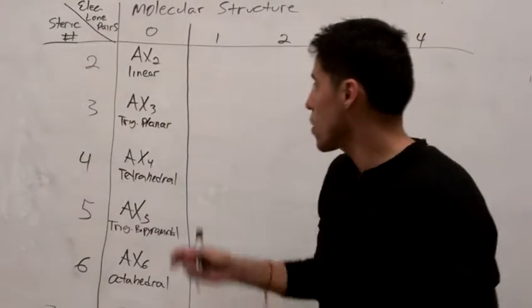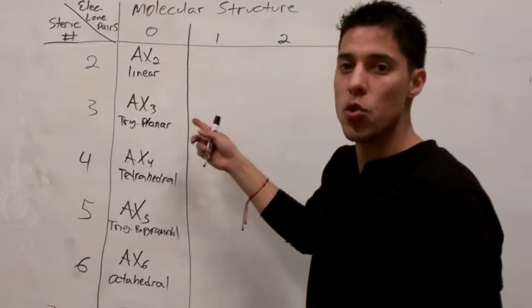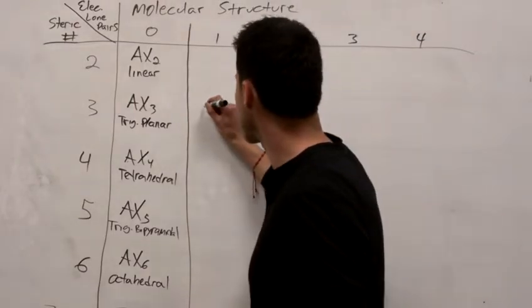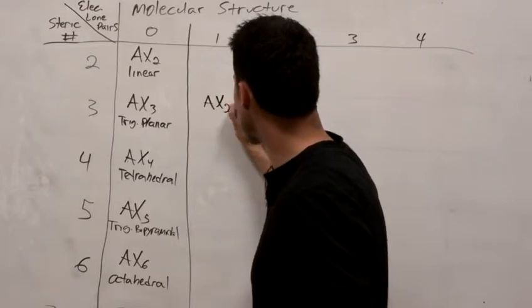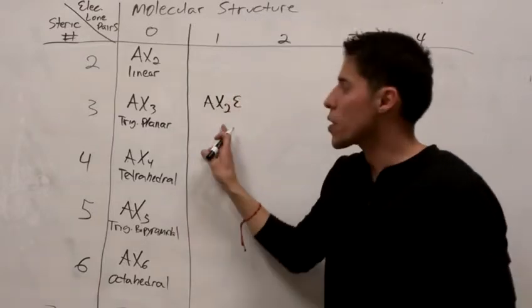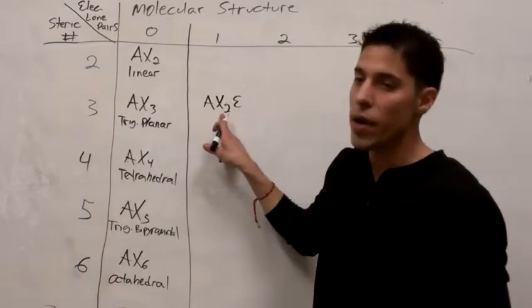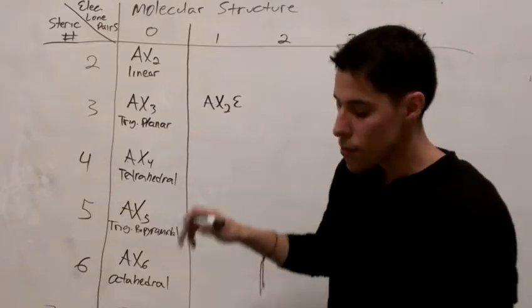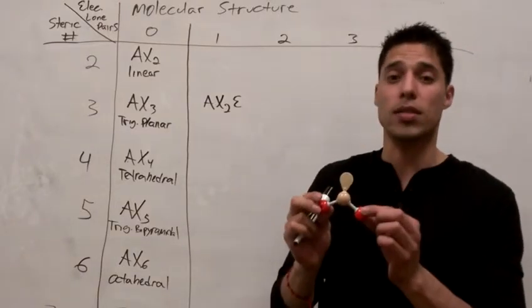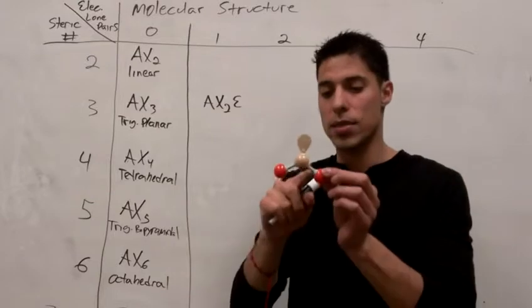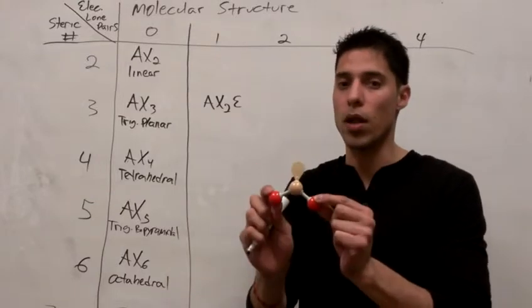Okay, so the first one we're going to look at is an AX2E1 configuration. So again, steric number 3, because we have 2 surrounding atoms and 1 electron lone pair. It's going to give us a molecule that looks like this. The name of this molecule is bent. We have a bent molecule.